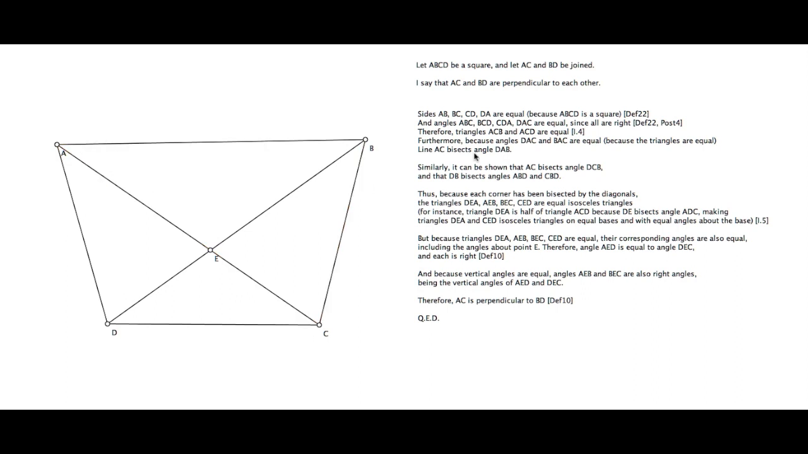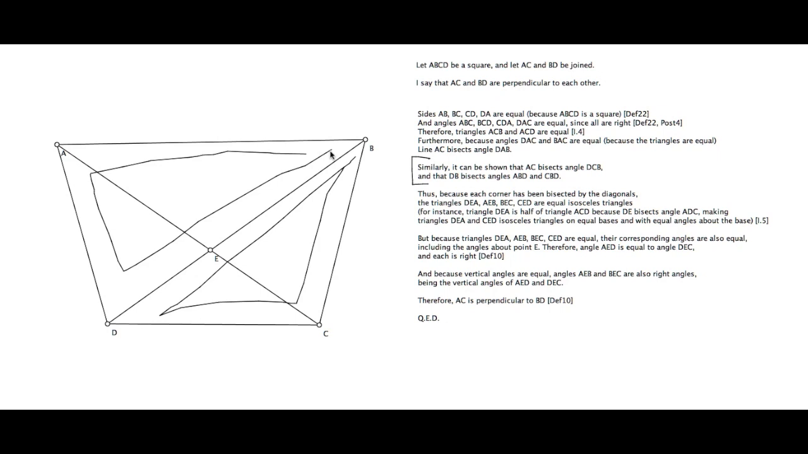And then here I take a shortcut in the style of Euclid, and I say similarly it can be shown that AC bisects angle DCB, which is the angle on the other side here, right? We can by the same argument. And also we can make the same argument by simply choosing two other triangles, which would be this triangle and then the triangle on the opposite side here.